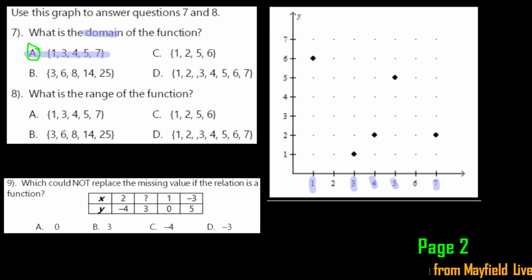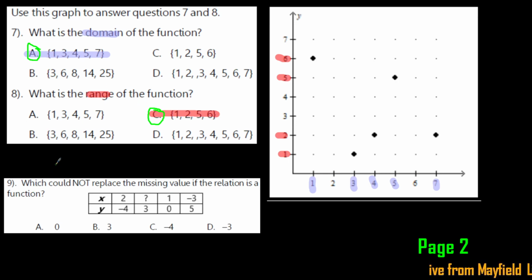For number 8, same idea, it's asking for the range now, so we're going to say that's going to be our y values. And so I can start at the bottom, so I have 1, 2, 5, and 6. So I need to find 1, 2, there it is, 1, 2, 5, and 6. So we know we're good with that one as well.